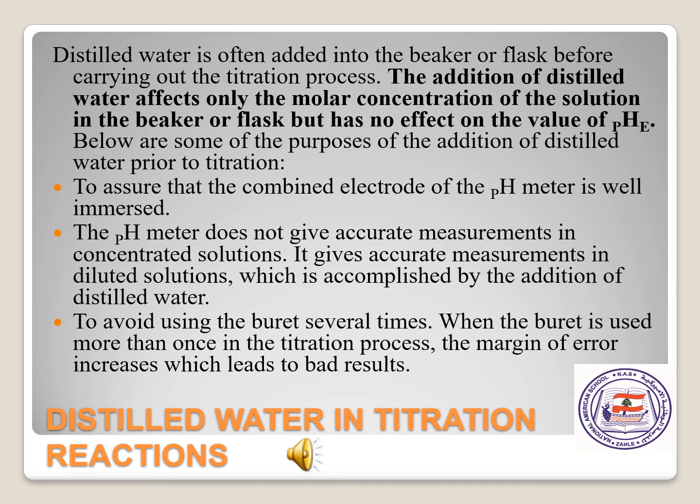Point number 3. During the titration process, we're not allowed to use the burette more than once. If you use the burette twice or 3 times or 4 times, this will increase the margin of error, which simply leads to bad results of the titration reaction. Distilled water will help us avoid using the burette several times. So with the use of distilled water prior to titration, we will be making sure that the burette will be used only once to avoid having bad results in the titration process.